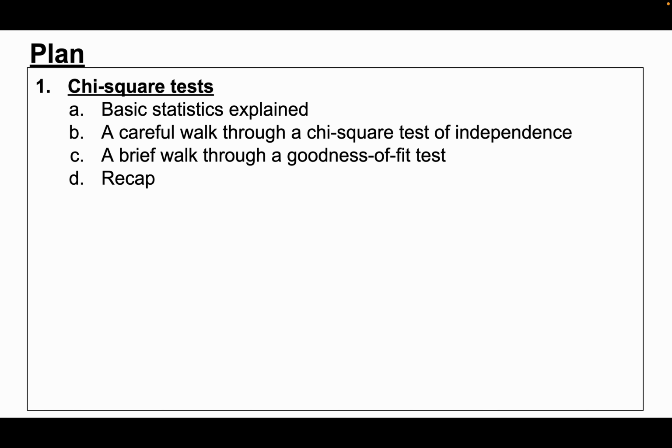In this lecture, I want to introduce you to the theory of the chi-square test. We're going to start with the basic statistics associated with it. Then we'll walk through a chi-square test of independence, which is our two-group test. Then we'll go over the one-group test, the goodness of fit test, and then we'll do a little bit of a recap.